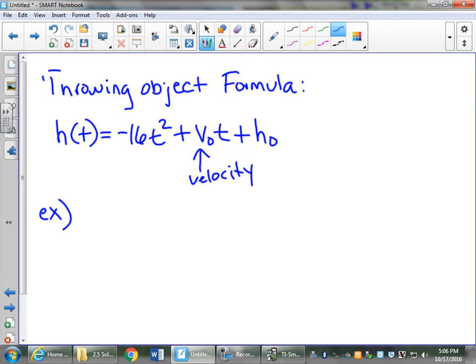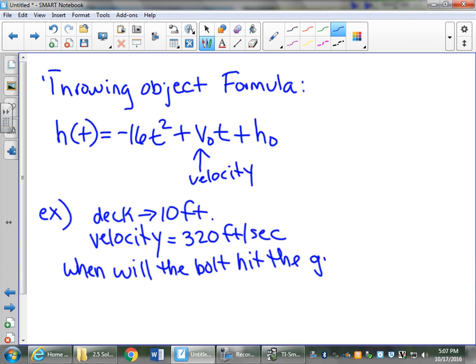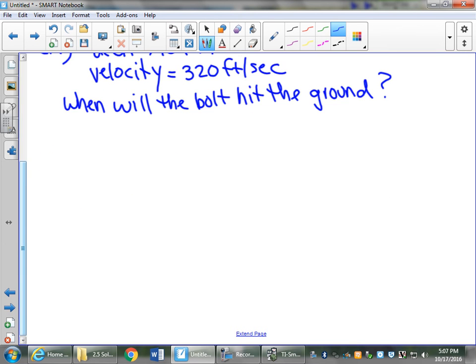So some key information that we're going to write down. Okay, so the deck is 10 feet high. The initial velocity was 320 feet per second. And I want to know when will it hit the ground. If you wanted to write down the fact that we're firing from a crossbow, I guess that would also be some useful information, so that way this question doesn't come out of nowhere. Okay, when will it hit the ground?